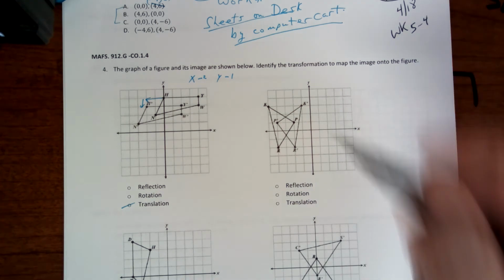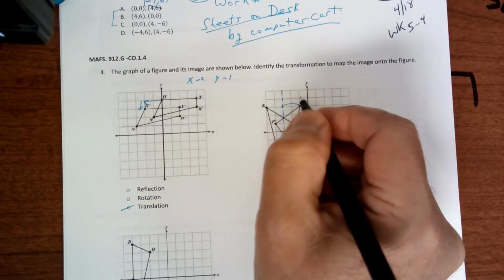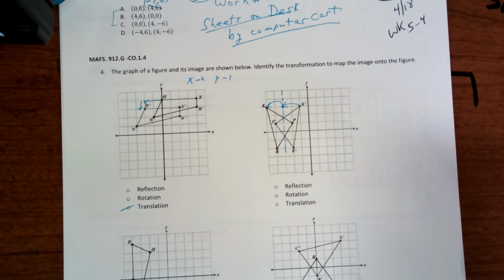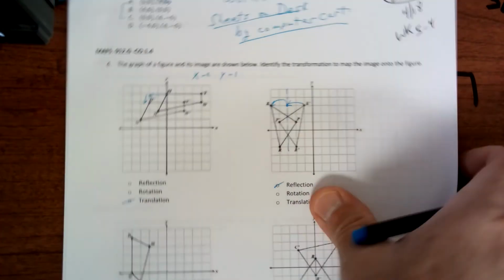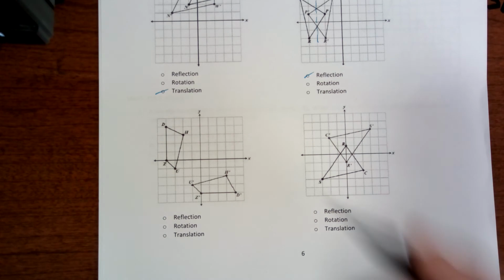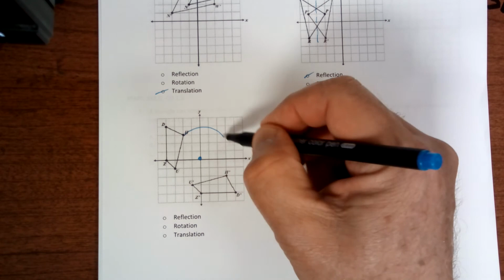On the next one right here, it looks like you would just flip it. You would reflect it over that line. So this one would go from here to here, and then it would go from here to here. So I'm going to go with a reflection on that one. Okay, this one right here, I'm going to say it's a rotation. This right here looks like there's the origin. It looks like it's going to rotate from here to here.